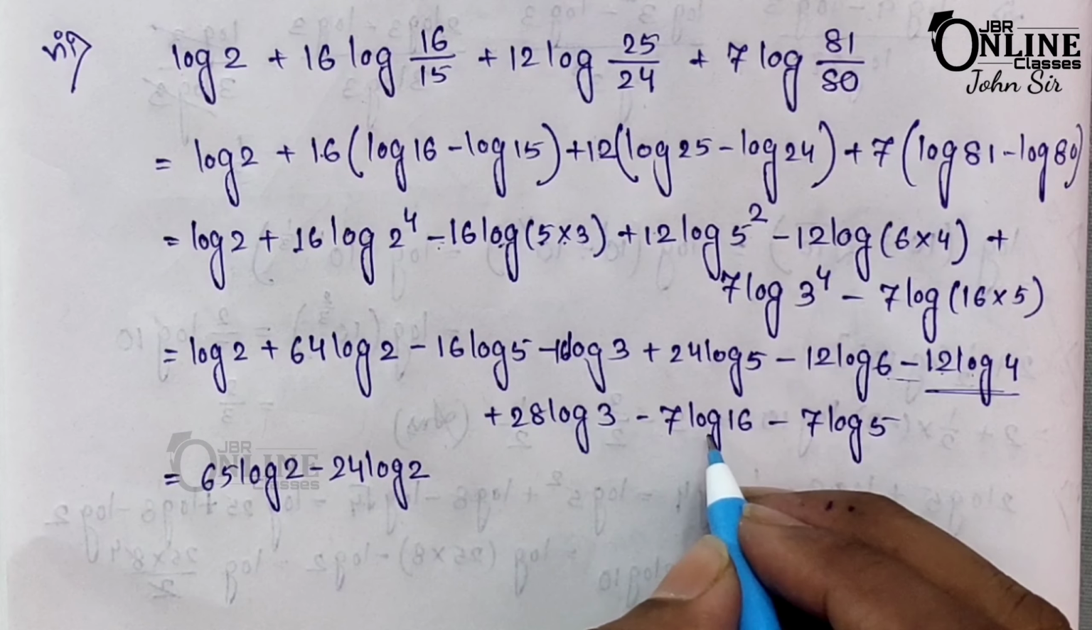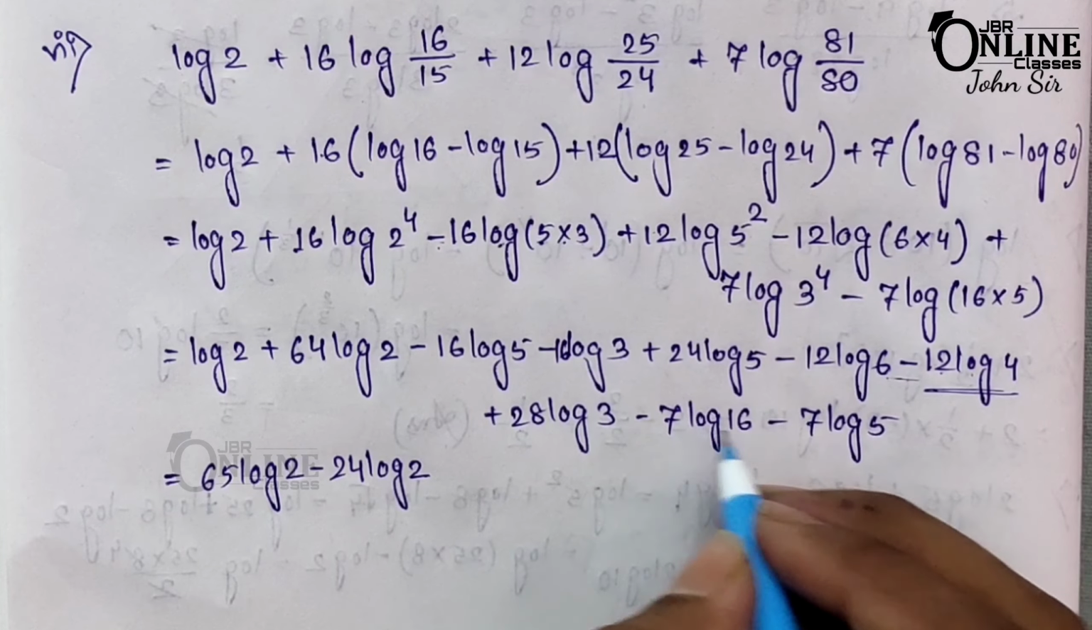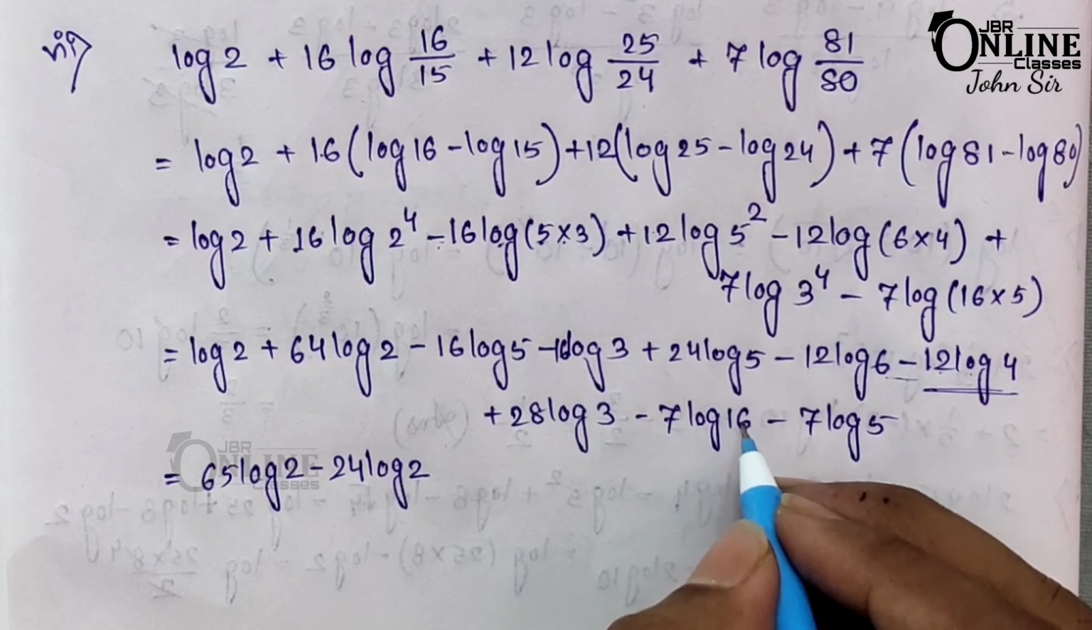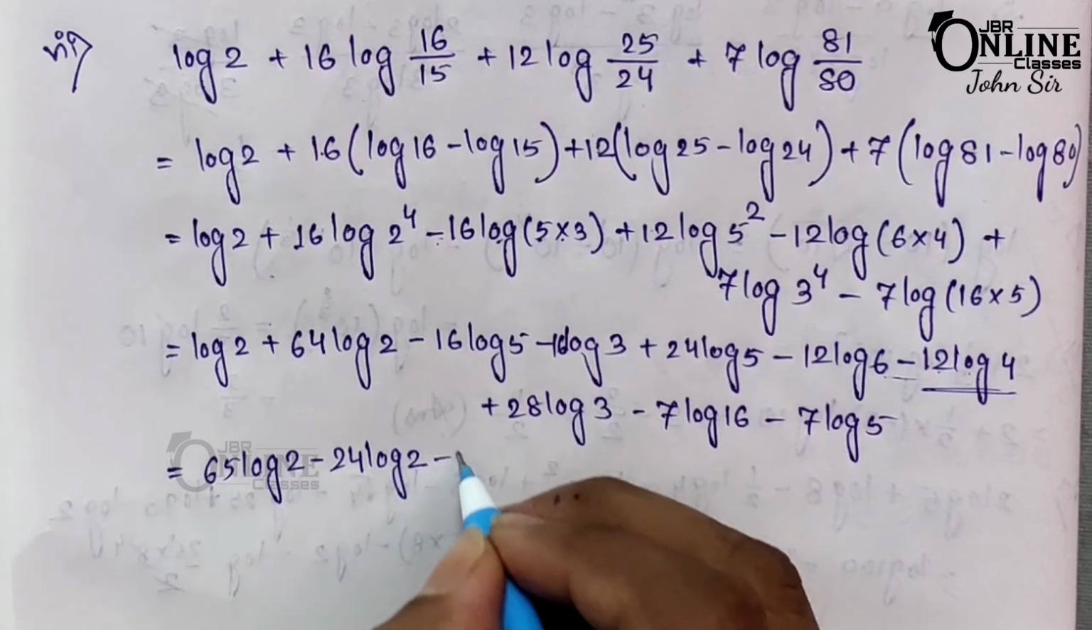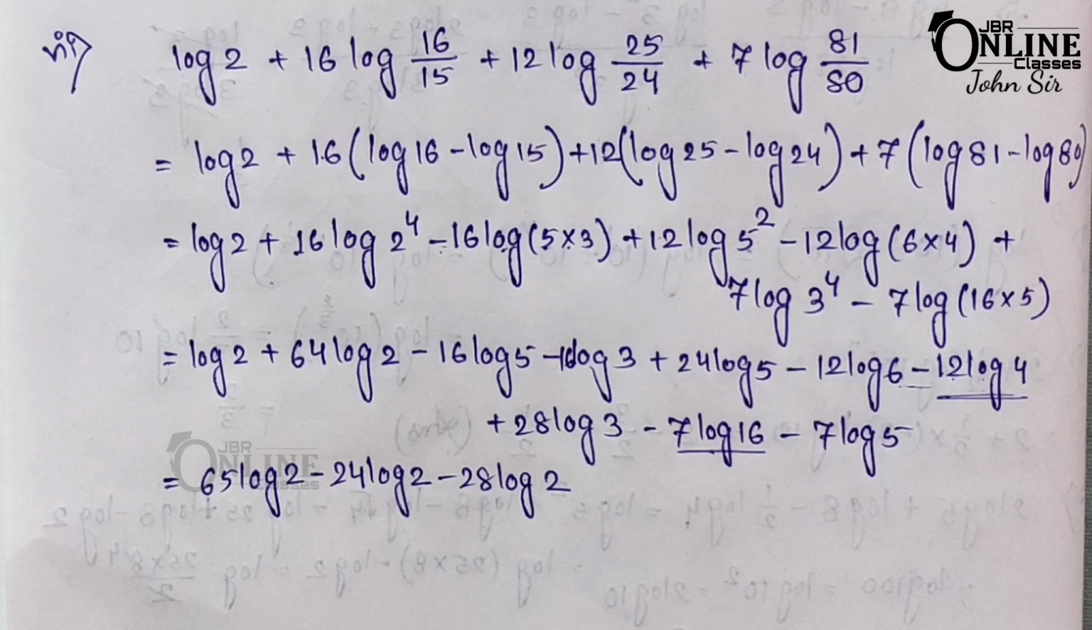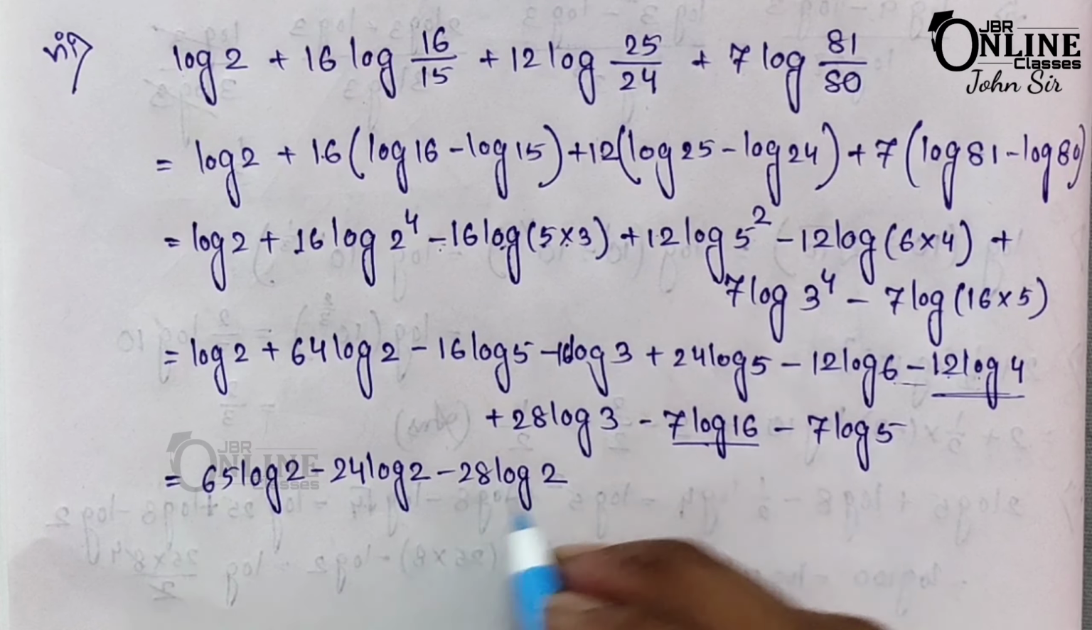And here again log 16. Now 16 means 2 to the power 4. That means 4 into 7. So minus 28 log 2. Okay.